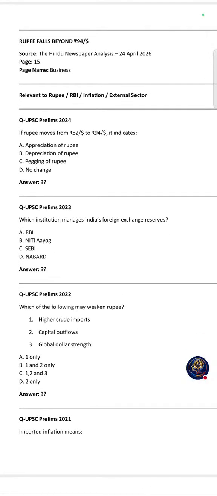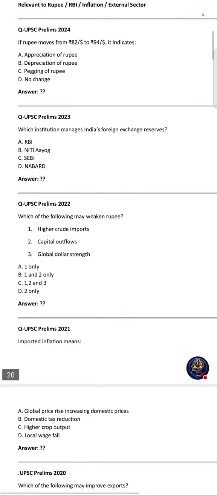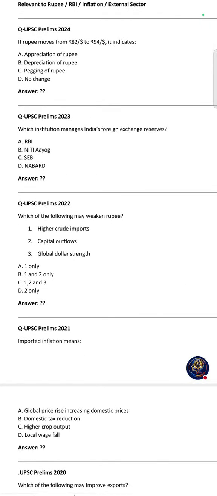Next, we will see rupee fall beyond 94 rupees per dollar. This is relevant to rupee, RBI, inflation, and external sector. If rupee moves from 82 rupees per dollar to 94 rupees per dollar, what does it indicate? Can anyone answer this one? Yeah, B.